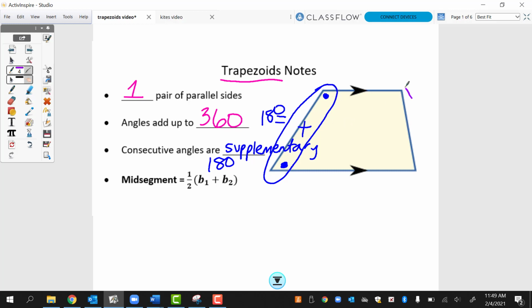And the other consecutive angles over here are also this angle up here and this angle down here. They also add up to 180. They do not have to be equal, okay?